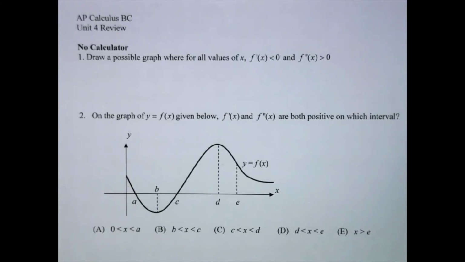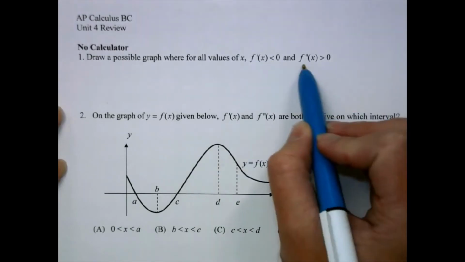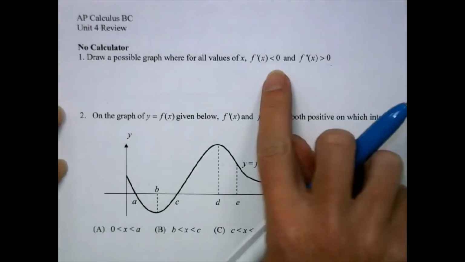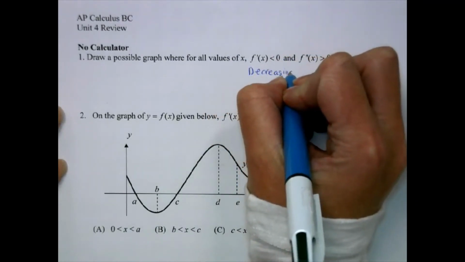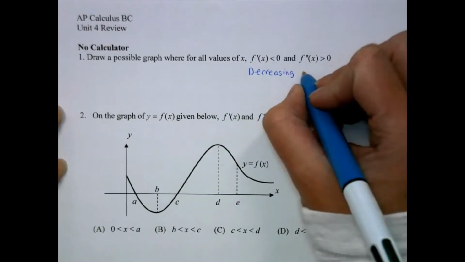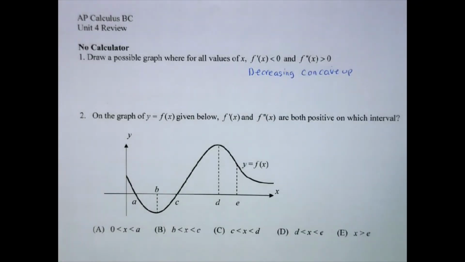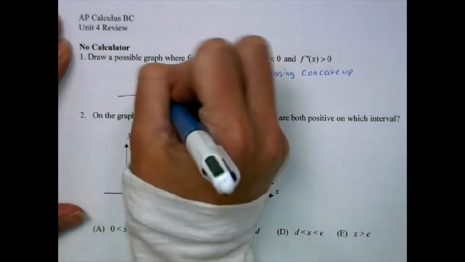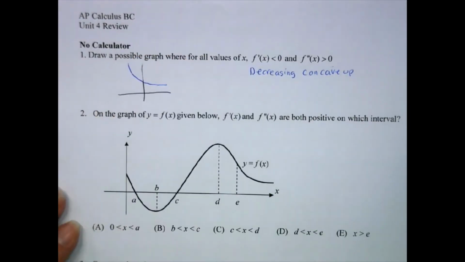Today I'll be going over your Unit 4 review, the no calculator portion. First question, draw a possible graph where, for all values of x, f prime is less than 0 and f double prime is greater than 0. Well, if the first derivative is always negative, then our graph is always decreasing. And if our second derivative is positive, that means it's always concave up. So there are lots of different examples that would work, but just decreasing and concave up would look like that.